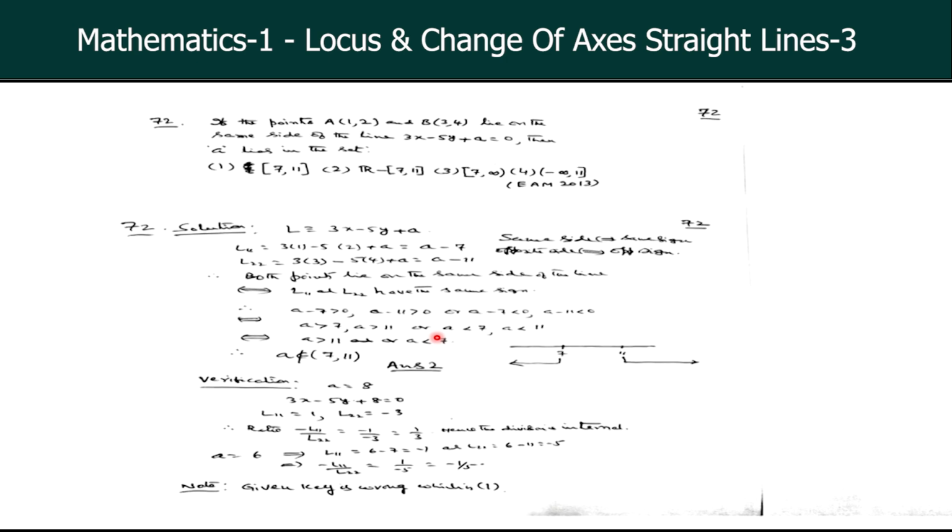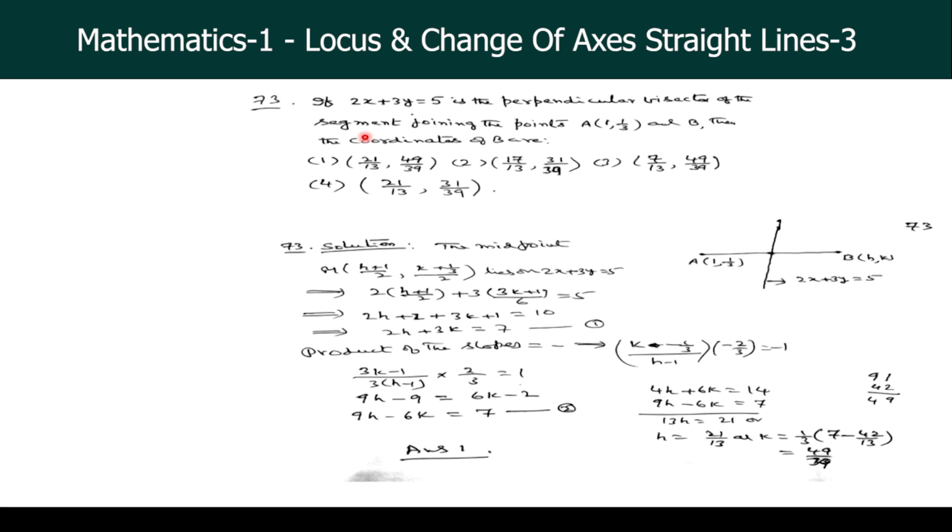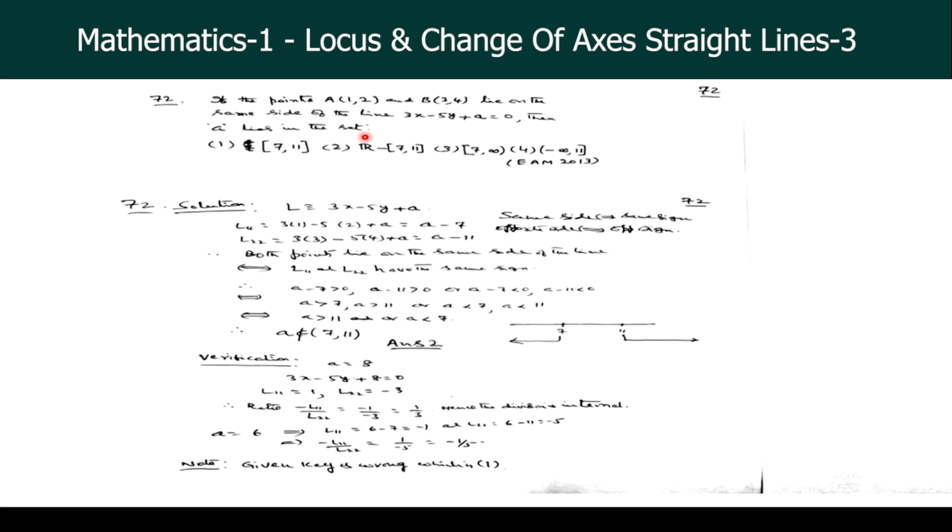If you take any other value of A, then both points lie on the same side of the given line L equal to 0. So therefore, the correct option is R minus the closed interval [7, 11], which is number 2. And if you want to see, I want to say one point here.